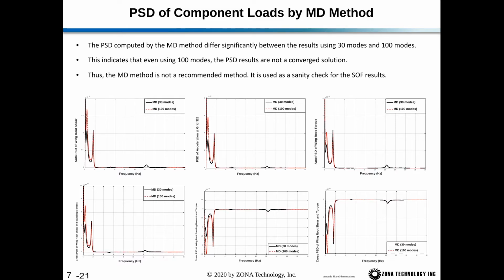So the agreement between these two values indicates that the entry FMAX in the CGUST card is sufficiently high. So next we'll look at the output. So the PSD computed by the mode displacement method differs significantly in the results when we use 30 modes or 100 modes. As you can see here, this first peak is quite different for the auto PSDs and then the 3 cross PSDs. This indicates that even using 100 modes, the PSD results are not converged yet. Certainly at 30 modes, it's not converged yet. Thus, the mode displacement method is not the recommended method. It's used as a sanity check for the SOF results.